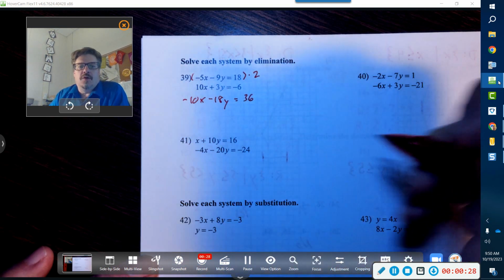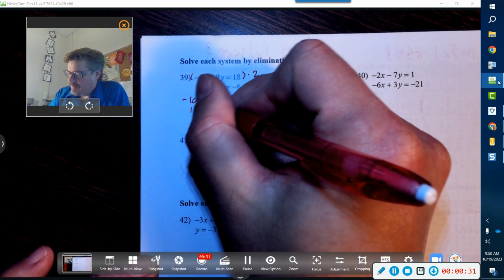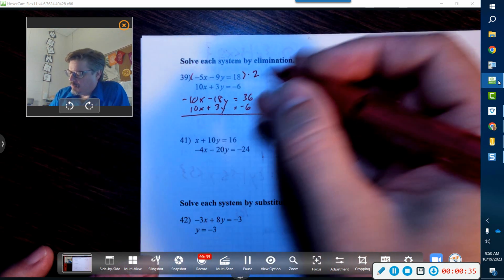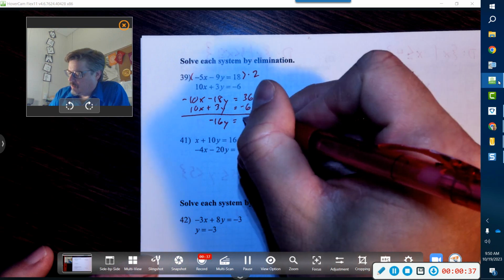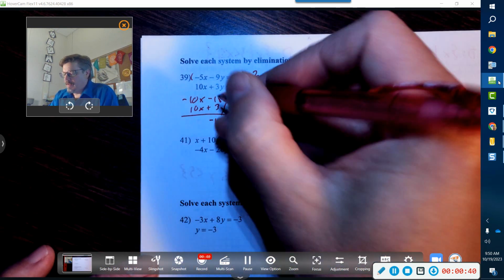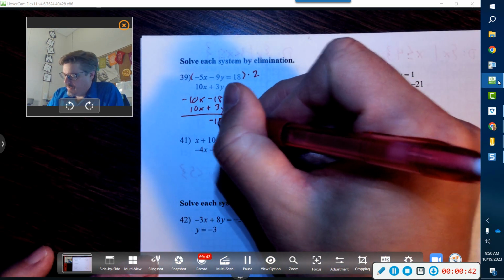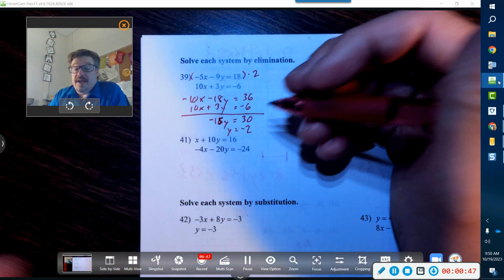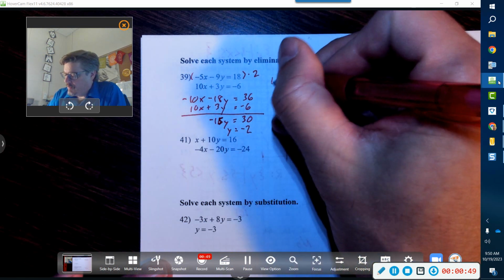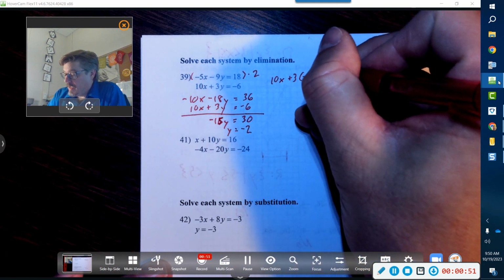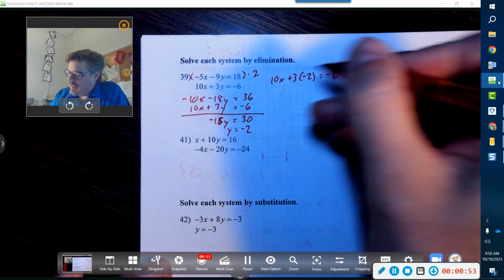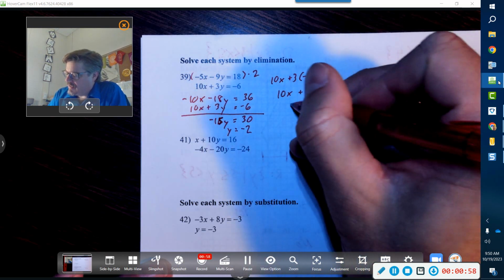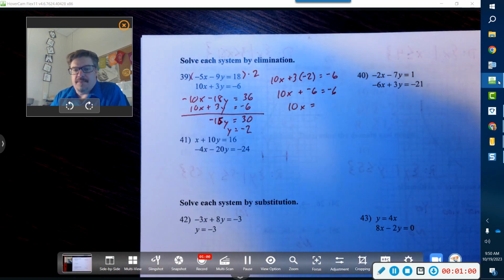Okay, so we're going to just multiply the top line by 2, because you can see here that those will cancel out, so we get negative 16y equals 30, and that's negative 15, sorry, so y equals negative 2. So I'm going to plug in. I only got half the problem right, so let's go to 10x plus 3 times negative 2 equals negative 6. That's going to equal 10x plus negative 6 equals negative 6. That's going to equal 10x once I add positive 6 to both sides.